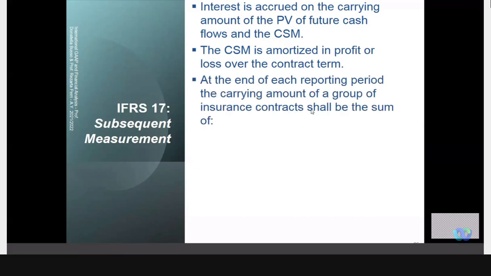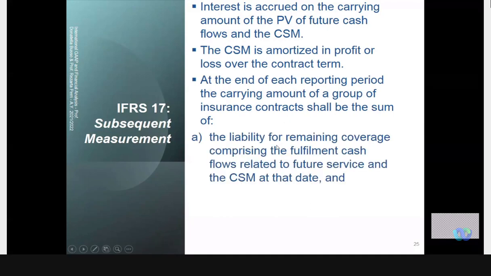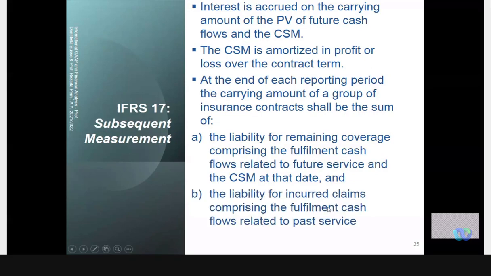At the end of each reporting period, the carrying amount of a group of insurance contracts shall be the sum of the liability for the remaining period, comprising the fulfillment cash flows related to future service and the CSM at that date, and also the liability for incurred claims comprising the fulfillment cash flows related to past service.